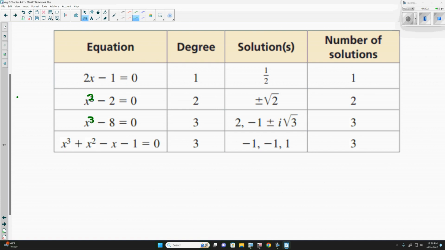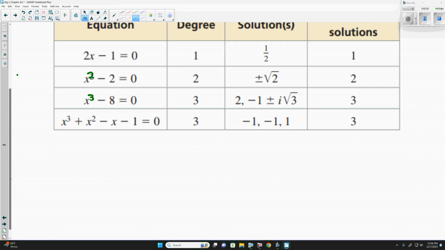Our third one is a degree 3. Its solutions are 2 and negative 1 plus or minus i square root of 3. We have a total of 3 solutions. And our last one, x cubed plus x squared minus x minus 1, is a third degree polynomial function, and it has the solutions of negative 1, negative 1, and 1. A total of 3 solutions. Even though negative 1 is repeated twice, they are both solutions.